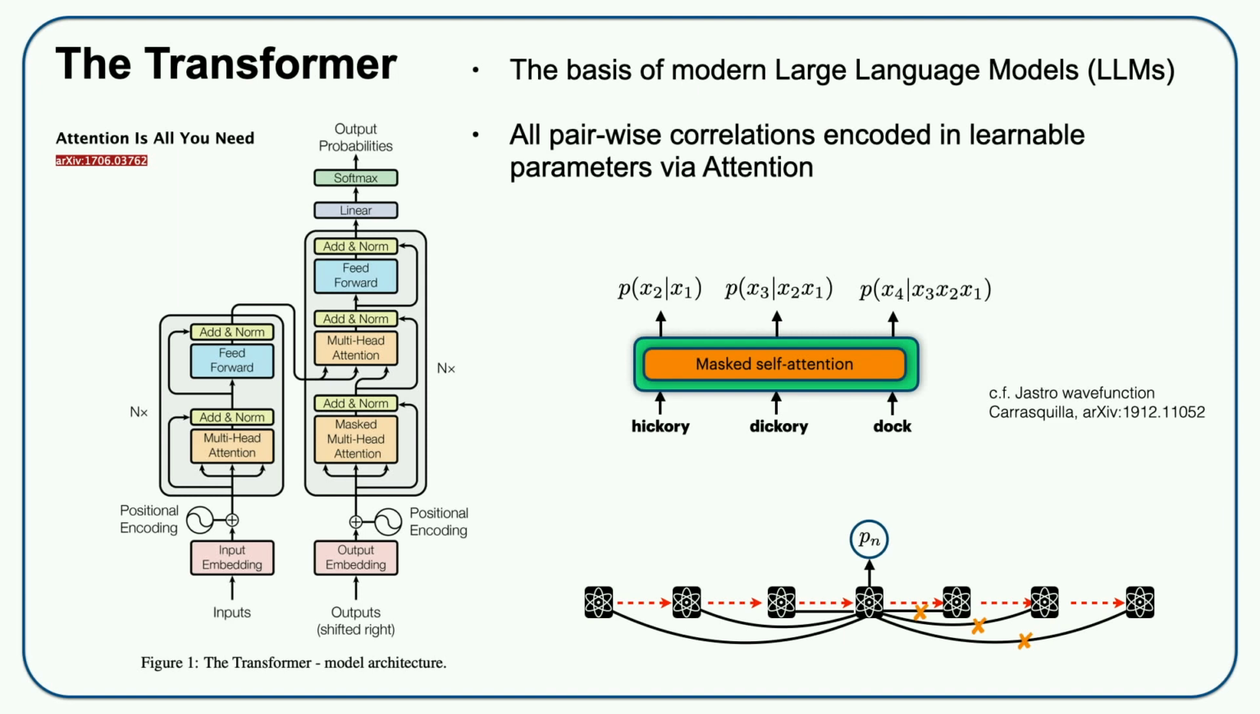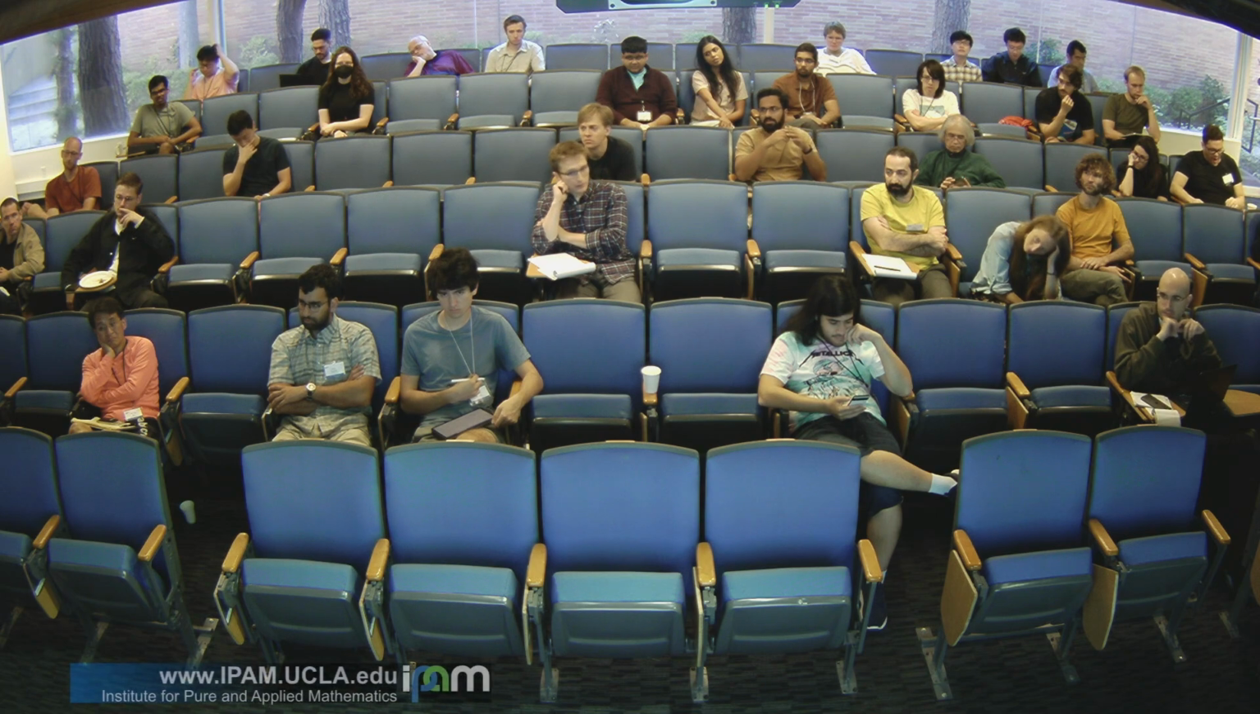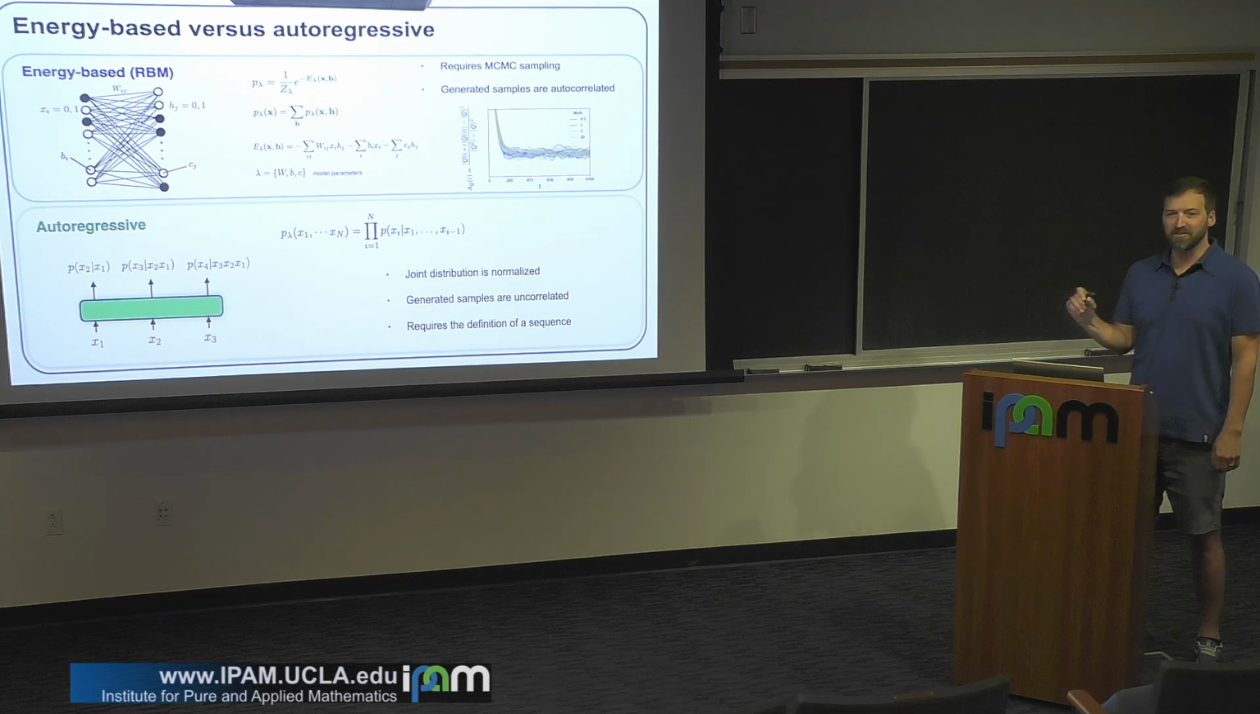Question? I was asking, in the autoregressive model, can you do it on trees, or does it have to be a one-dimensional sequence? You have to have a one-dimensional sequence in order to have a normalized joint distribution come out.